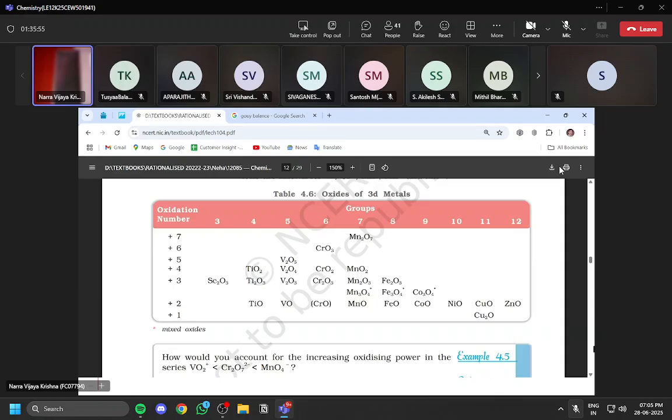Only in alkaline medium is +6 shown, which disproportionates to form Fe2O3. Now, cobalt +2, +3. Nickel +2. Copper +1, +2. Zinc +2, the stable oxidation state. And the same thing they have written in terms of oxygen. Is it clear? But instead of writing this, we will separate them into acidic, basic, amphoteric.